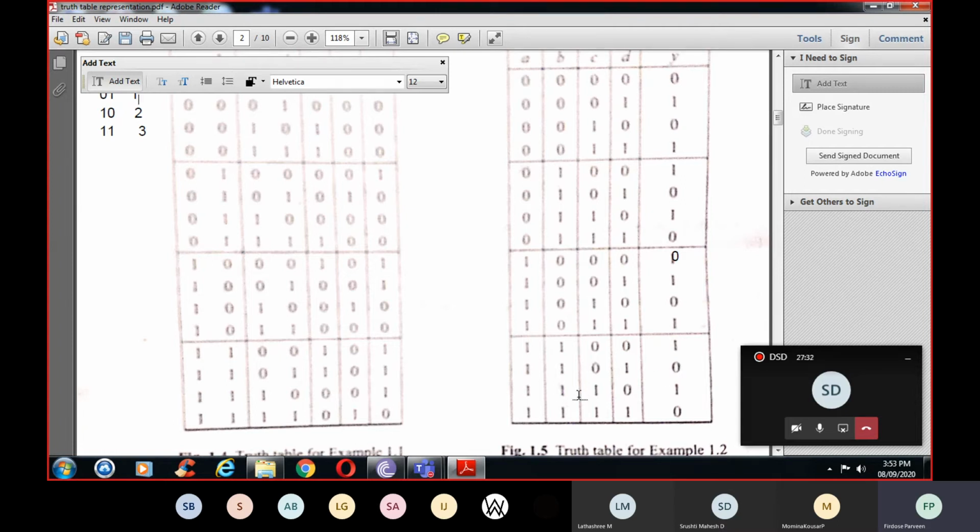Here 1, 1 means 3, and 1, 0 means 2. 3 plus 2 is 5. 5 means an output should be generated, so it is 1. Then this is 3, 1, 1 means 3, and 1, 1 means 3. 3 plus 3 is 6. It is an even number, so no output will be generated. So it is 0.